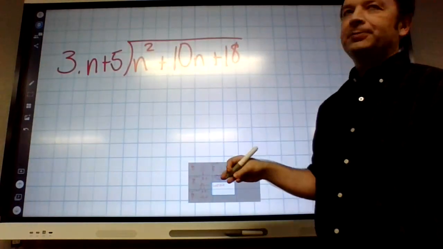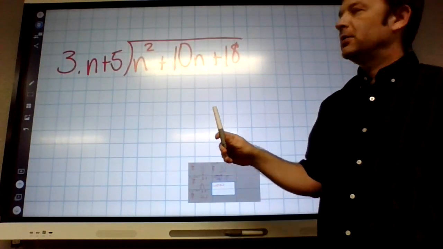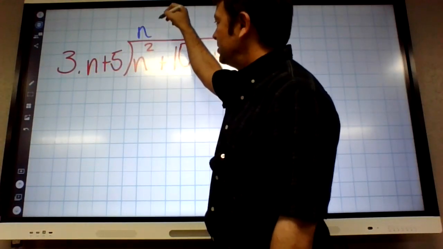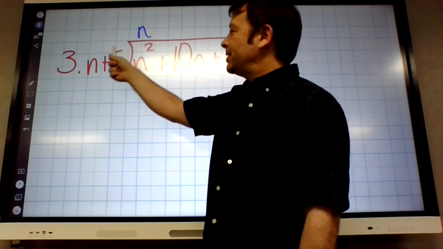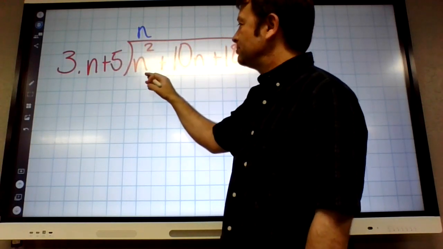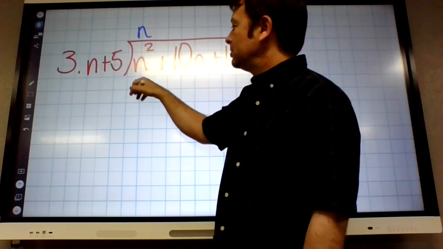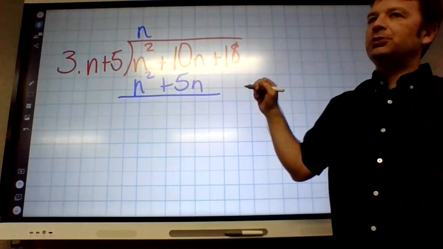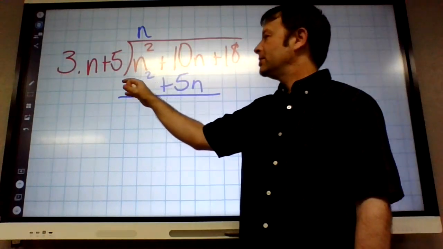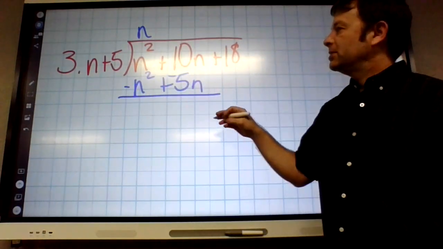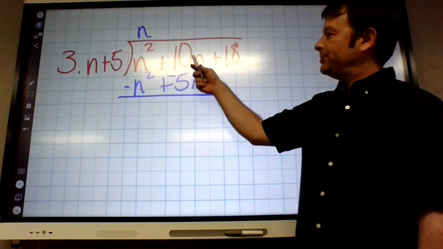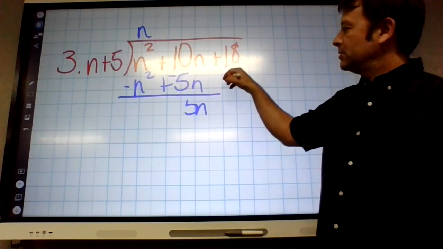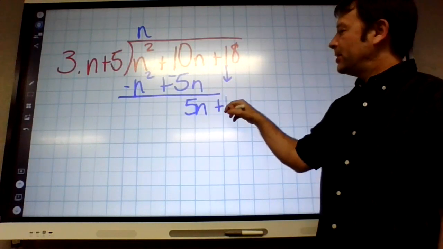Alright, how are we gonna start? What's n squared divided by n? N. What's n times n plus 5? N squared plus 5n. But we're subtracting the bottom line. So the n squareds go away. 10n minus 5n is 5n. Bring the next term down.